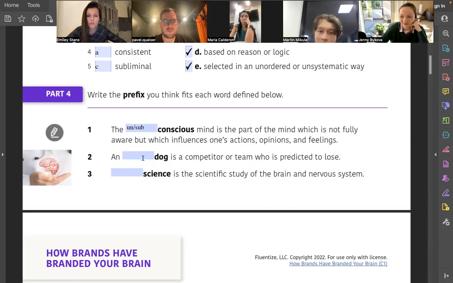I would say an underdog is a competitor or team who is predicted to lose. Exactly, the underdog. The one that everyone thinks will lose. Good. So underdog. And let's see, Jenny, do you know number 3? I don't know. You don't know. No problem. Maybe Maria, do you know this one? Something connected to the brain. It's neuro. Yeah, neuro. Neuroscience. Very good, Pavel. Awesome.